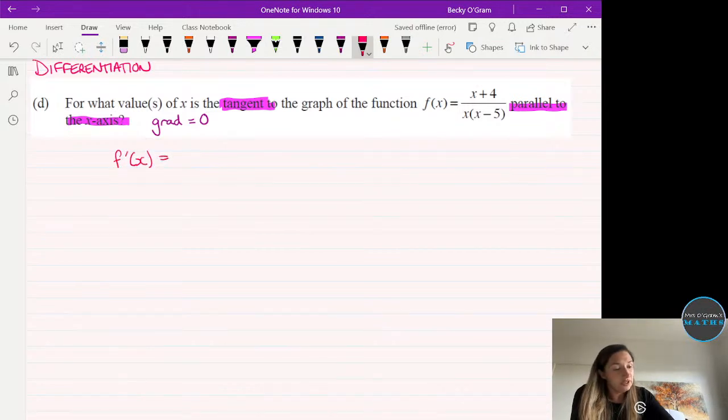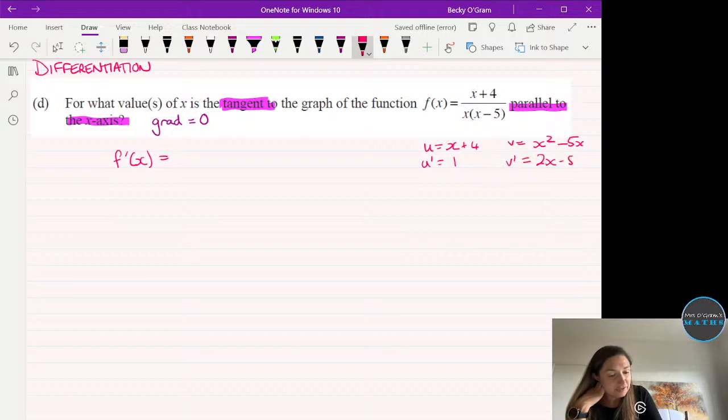So we're doing the gradient of this f of x function, so that's f dash of x. This one I'm going to use the quotient rule for, so we have something on the top, something on the bottom. In this case, u is x plus 4, v is, I'm going to multiply it out, x squared minus 5x, because multiplied out makes it that little bit easier to see what to do to differentiate it. Just for the sake of completeness, if I differentiate u, I'd get 1, and if I differentiate v, I'll get 2x minus 5.